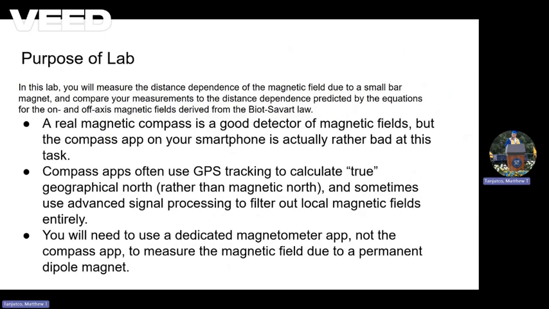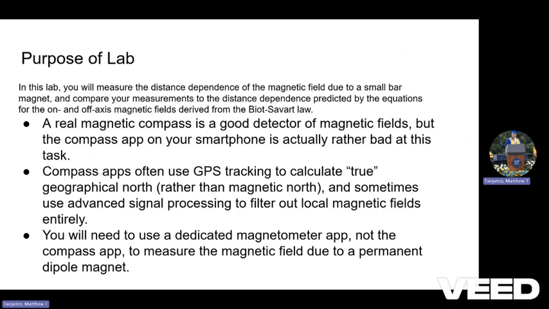So, the purpose of the lab today will be to measure the distance dependence of the magnetic field due to a small bar magnet and compare your measurements to the distance dependence predicted by the equations for the on and off axis magnetic fields derived from the Biot-Savart law.